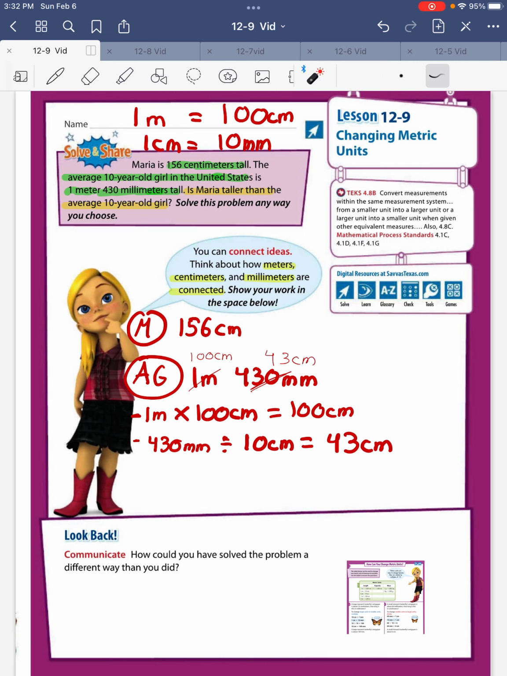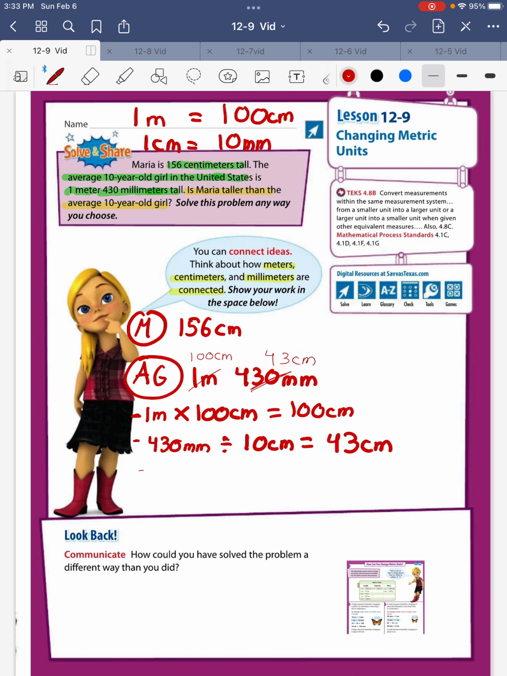Okay, so remember, when you're converting a small unit to a bigger unit, you divide. Okay, I think I said this one wrong. When you're converting a big unit to a small unit, you multiply. Okay, so now that I know that this is 100 centimeters, and this is 43 centimeters, I'm going to add them now.